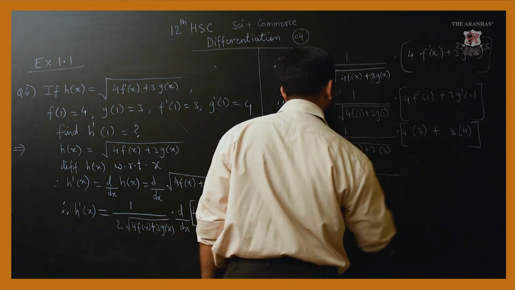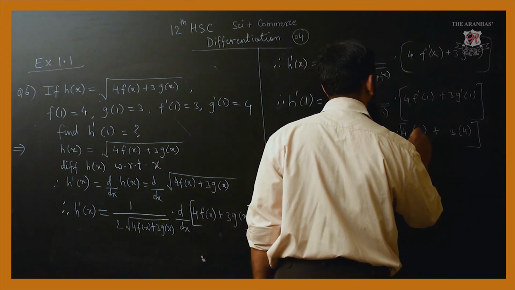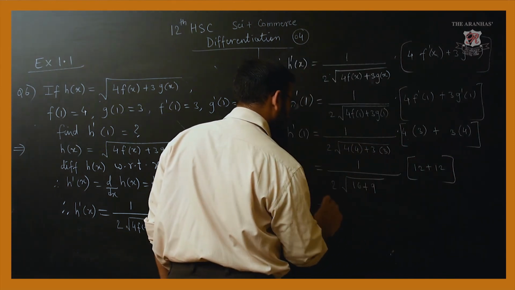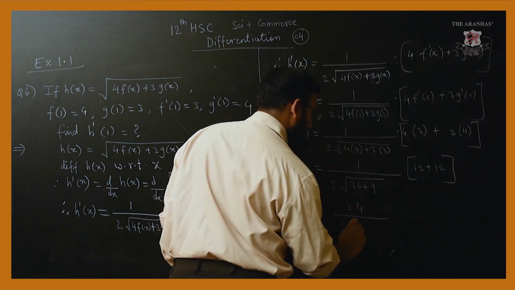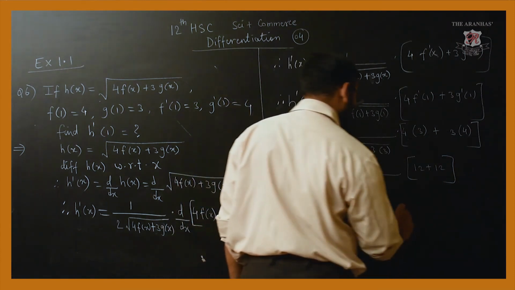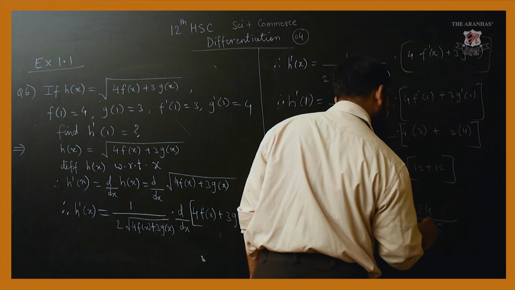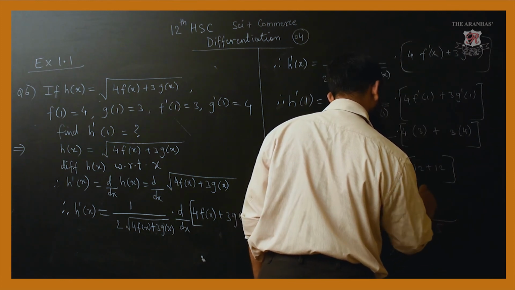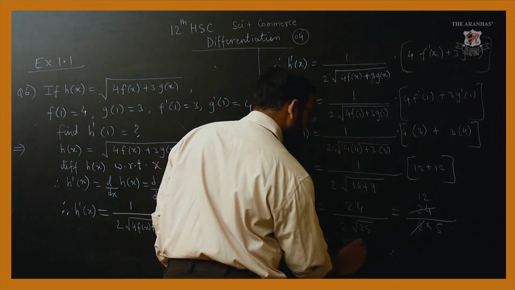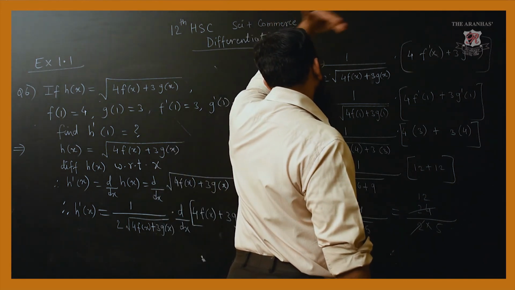So it will be 1 upon 2 root 16 plus 9. 4 3s are 12, 3 4s are 12. So it will come out to be 24 upon 2 root. Now we are aware the square root of 25 is 5. So it will be 24 upon 2 times 5, 2 1s are 12. The answer comes out to be 12 by 5. Let us cross check once again.